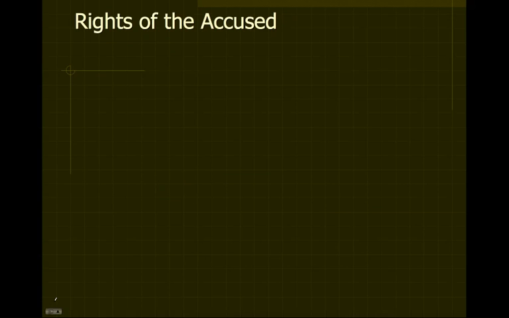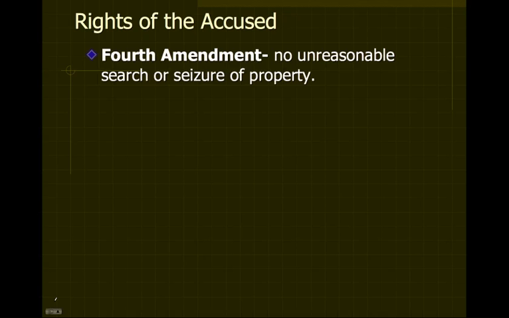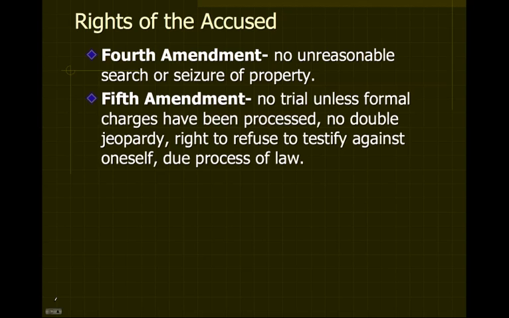Now, a big chunk of the Bill of Rights is given over to the rights of the accused, people that are accused of crimes. The Fourth Amendment says that there is no unreasonable search or seizure of property. So if you're accused of a crime, they must have a warrant, usually in this case, to search or seize your property. The Fifth Amendment says there's no trial unless there are formal charges brought against you. Also, it talks about the idea of double jeopardy, which means you cannot be accused of the exact same crime more than once, as long as you've been acquitted of that crime.